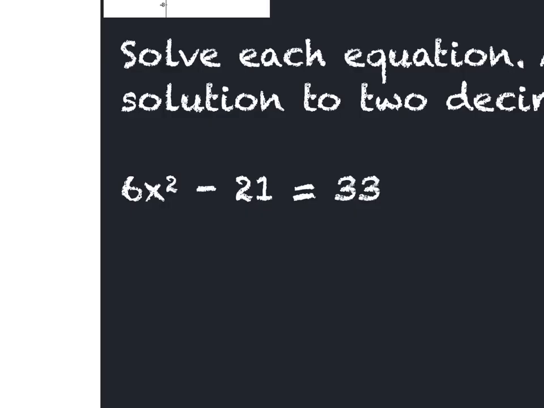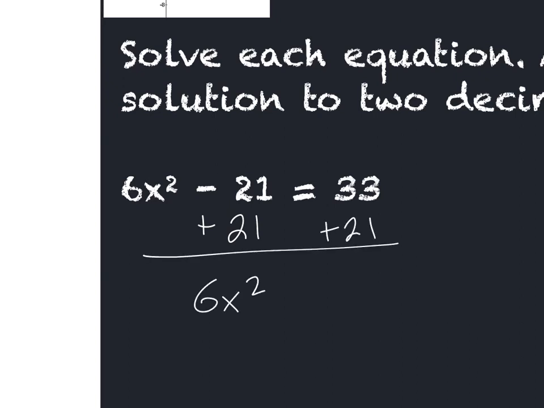All right, here's another one. So first you would isolate the x squared. So you'd want to add 21 on both sides. And that would leave you with 6x squared equals 54.